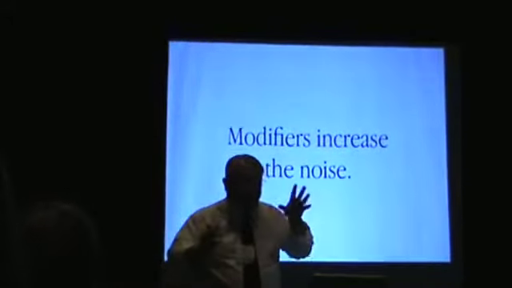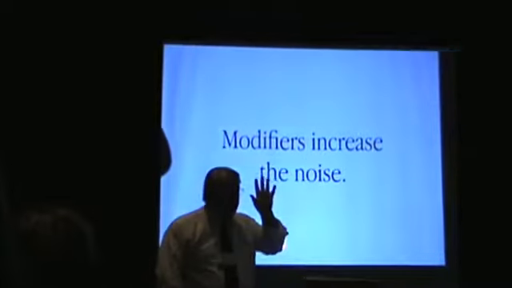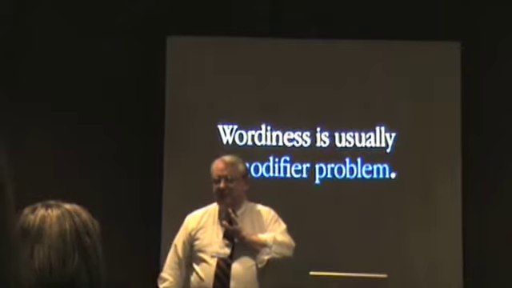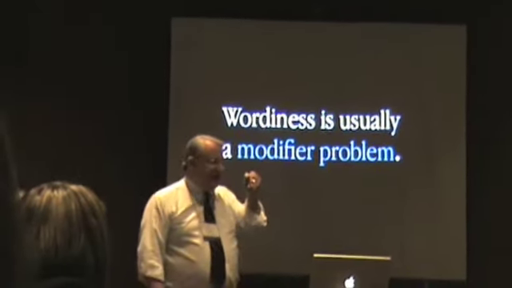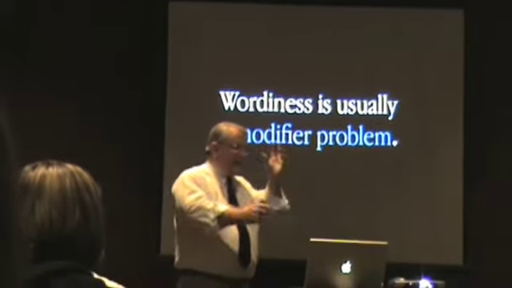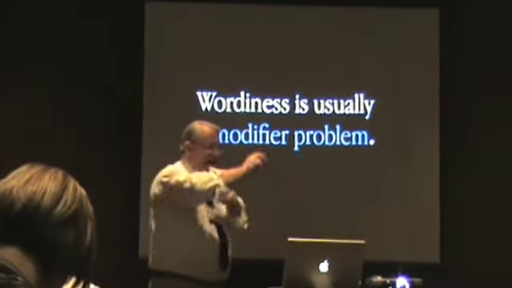So you start to understand why wordiness, not all the time, but wordiness is often a modifier problem. And one way to tighten something up is to go back and where you see an adjective and a noun, replace that with a better noun.